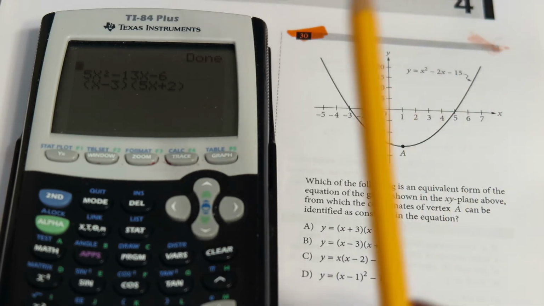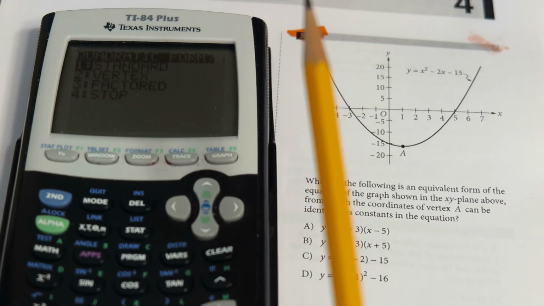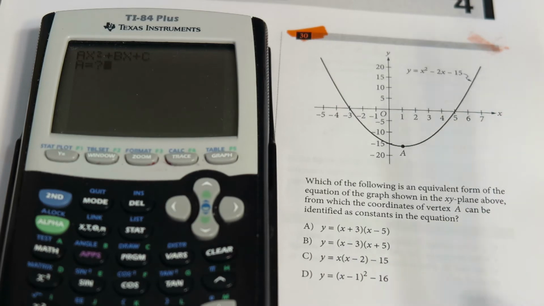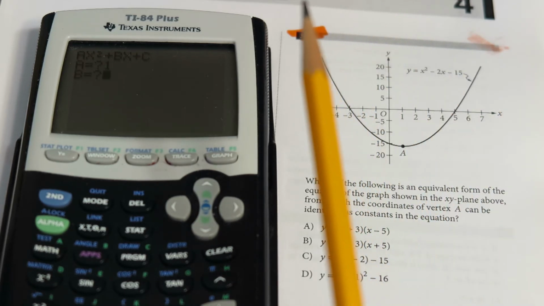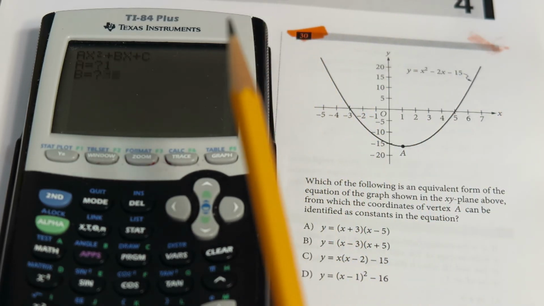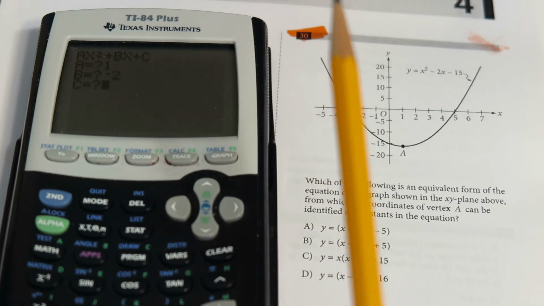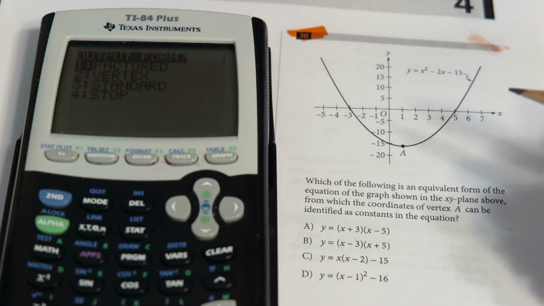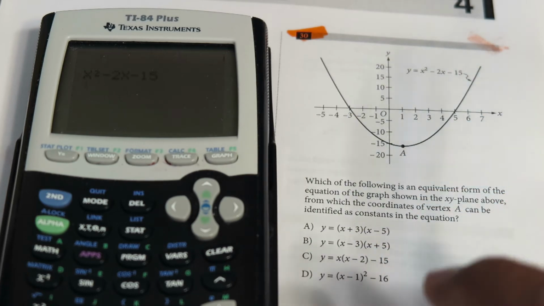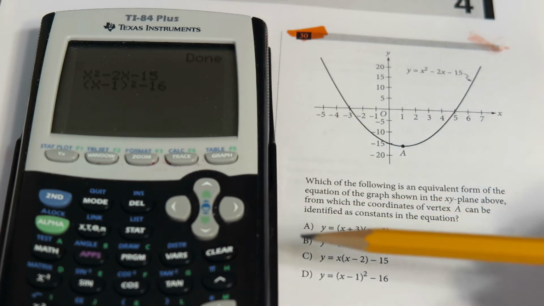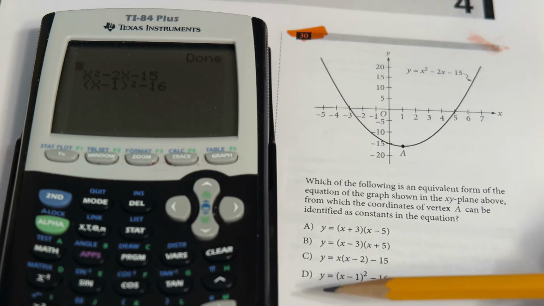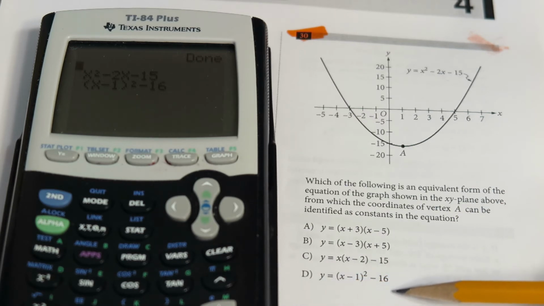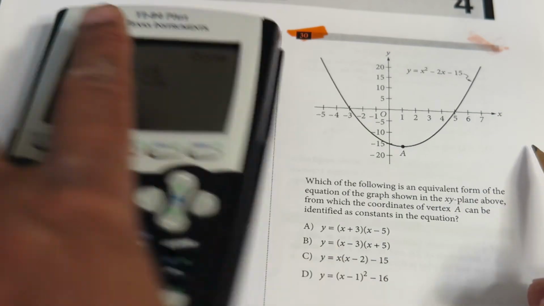Okay, so we just go here. We're going to choose standard for our input. We're going to choose 1, and then we're going to put in a negative 2, and then we're going to put in a negative 15. Press enter. Now we want the vertex form, so we're going to choose option 2, and it says that the vertex form is a negative 1, negative 16. That would be choice D.